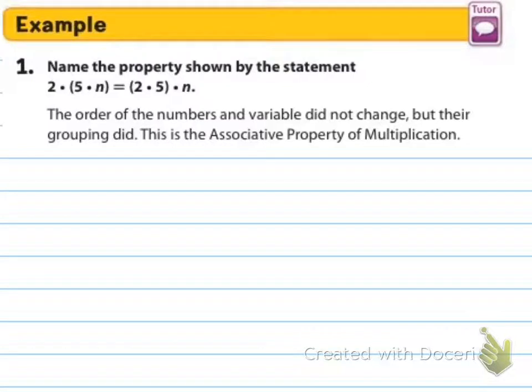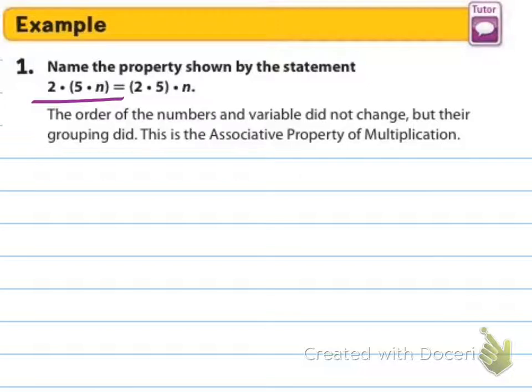So example number 1, again, these are not new at all. We're just putting variables in the mix now. Name the property shown by the statement 2 times 5 times n and 2 times 5 times n. The order of the numbers and variable did not change, but their grouping did. So what I'd always recommend is look at the order. Did we stay the same?